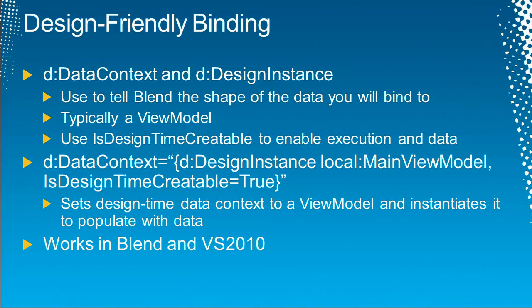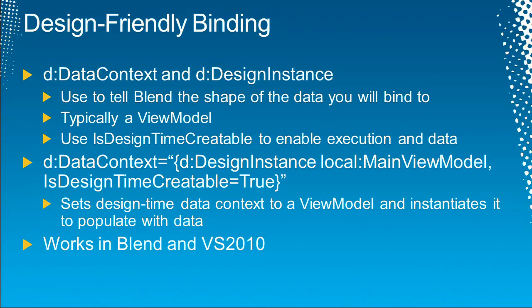So let's talk a little bit about what we need to do to make this more design time friendly, and use real information from our application. We looked at the design data attribute as part of that, our markup extension. But now what we want to look at is this design data context, setting it to the design instance.